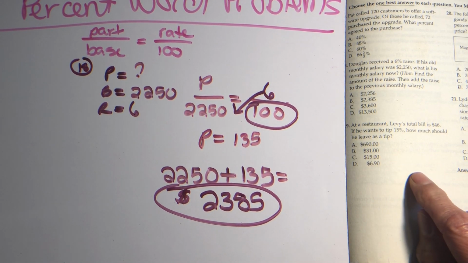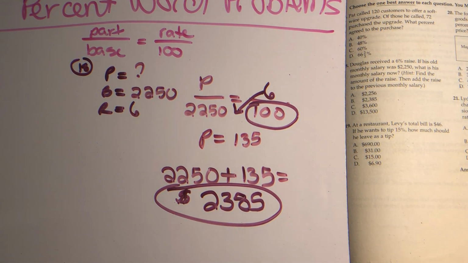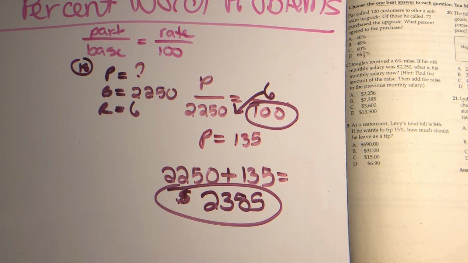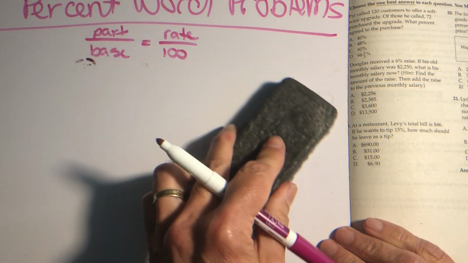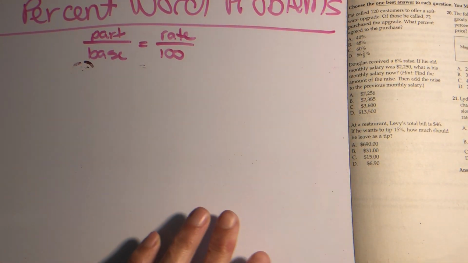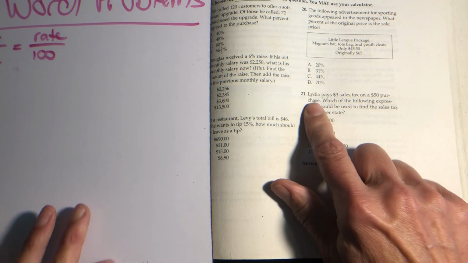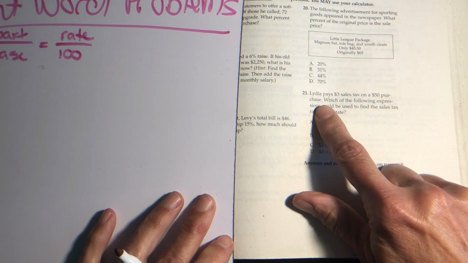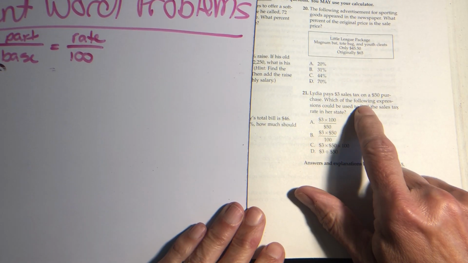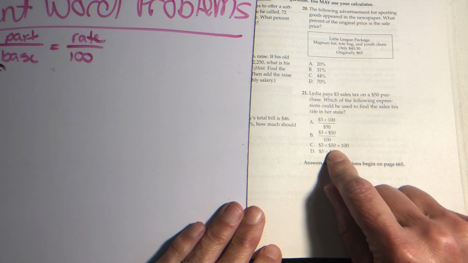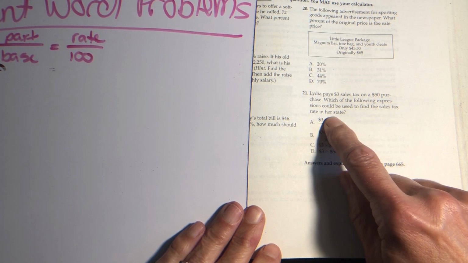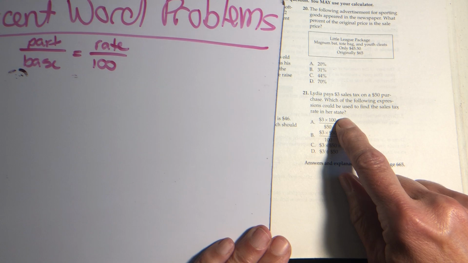Okay, now let's see. Let's do number 21, and then I think you've pretty much got the hang of some of these. Lydia pays $3 sales tax on a $50 purchase. Which of the following expressions, notice they don't want the answer, could be used to find the sales tax rate in her state?